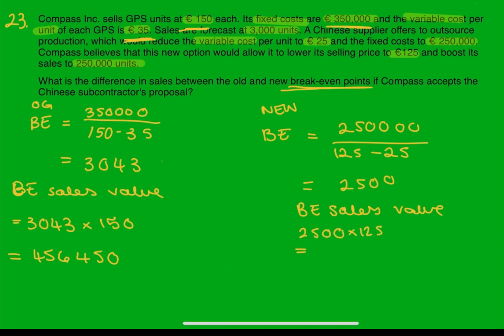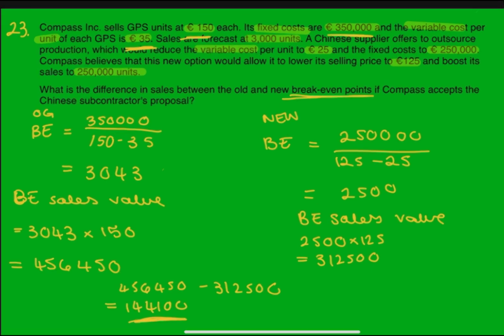So then we take the old one and we minus the new one from it. So 456,450 minus 312,500, which is equal to 143,950.